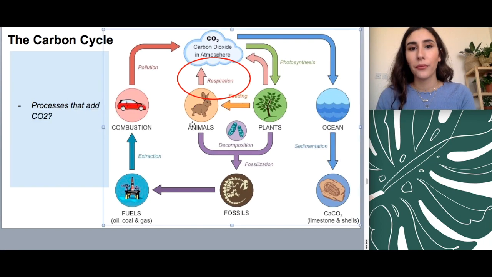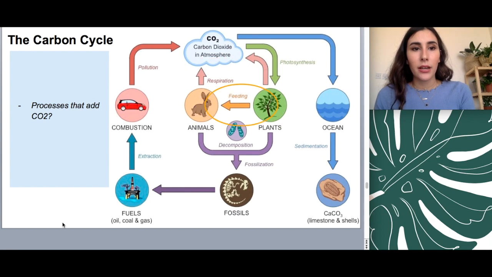Okay? The second process that adds carbon dioxide into the atmosphere is feeding. Okay, essentially, what's going on here is plants use the process of photosynthesis to create sugars, to create glucose, which is their own food.